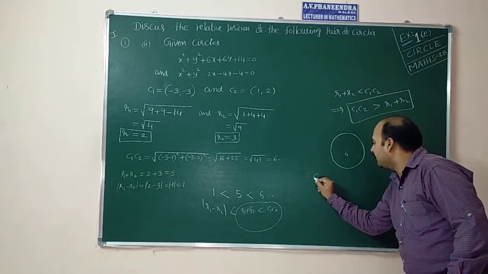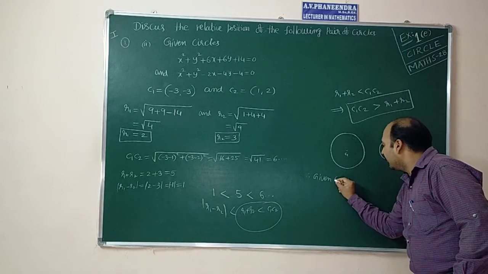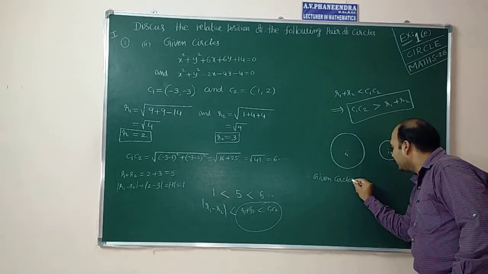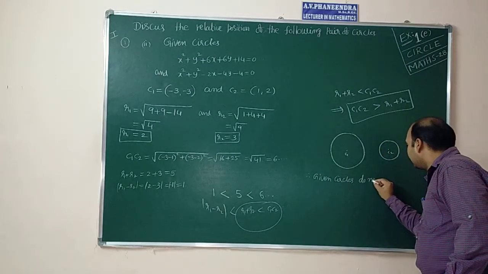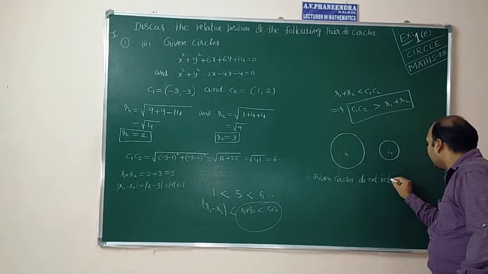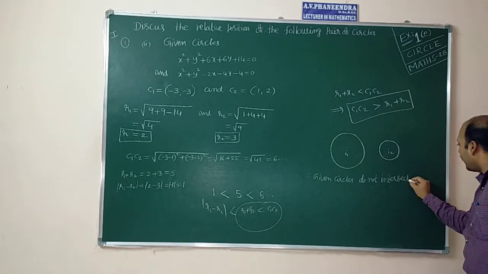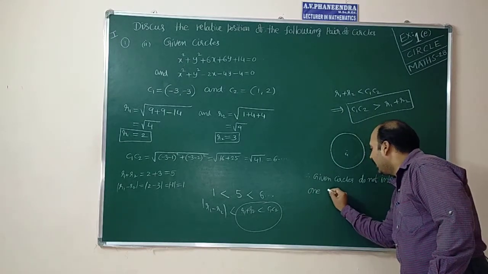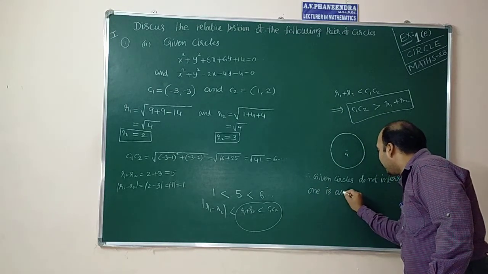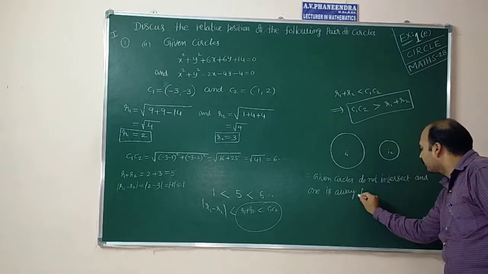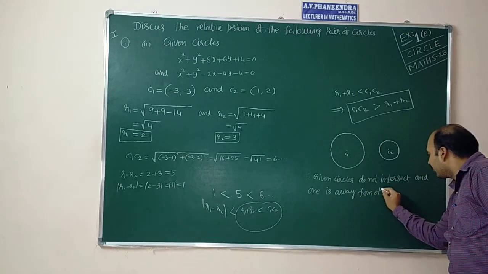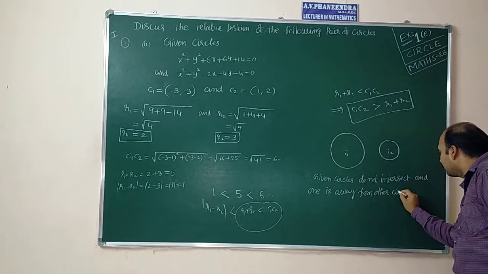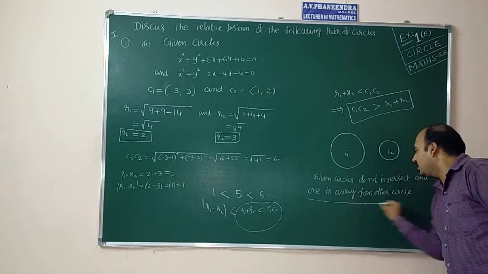Conclusion step. Therefore, the given circles do not intersect and one circle is away from the other circle. Like this, we have to give the conclusion.